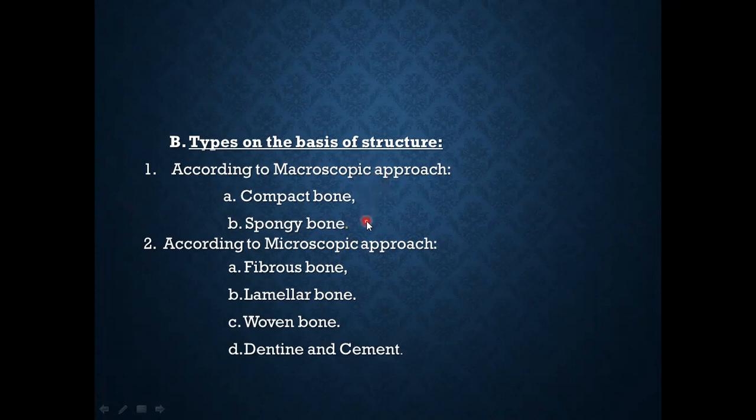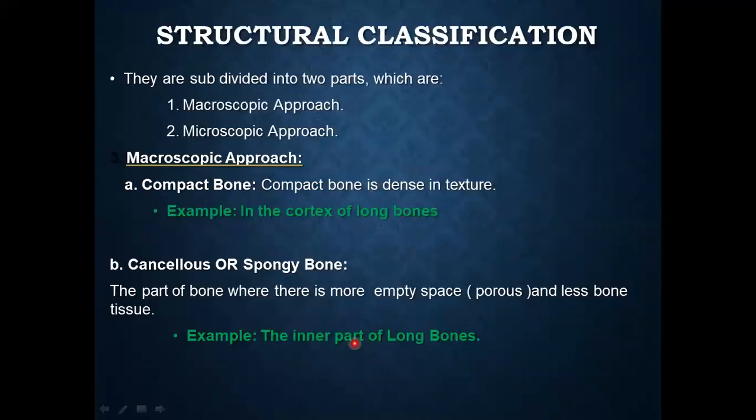The types on the basis of structure: according to the macroscopic approach, there is compact bone and spongy bone. According to the microscopic approach, there is fibrous bone, lamellar bone, woven bone, dentine, and cement bone. Now, the structural classification is subdivided into macroscopic and microscopic. In the macroscopic approach, there are two types of bone, compact or spongy. An example of compact bone is the shaft of a long bone.